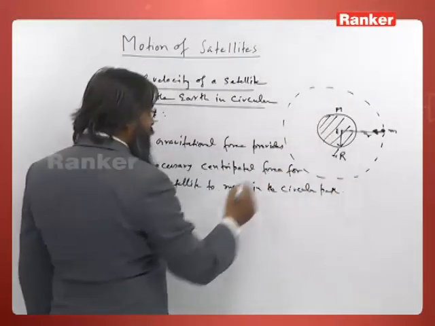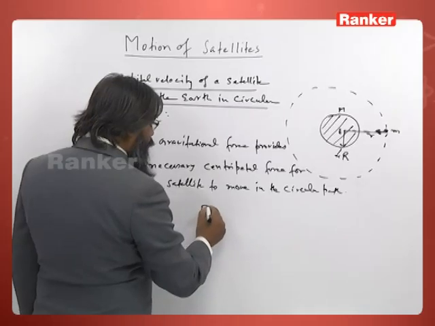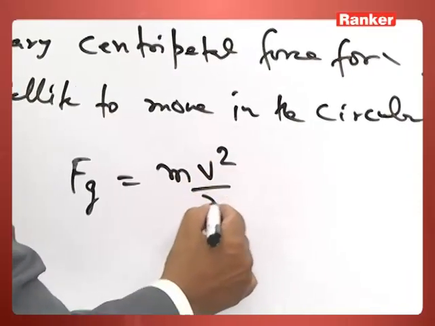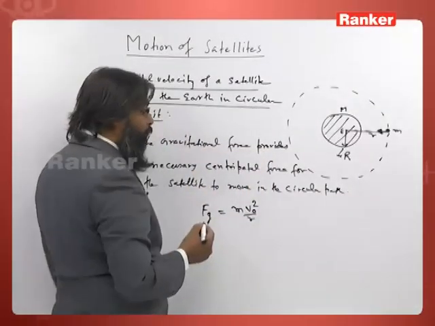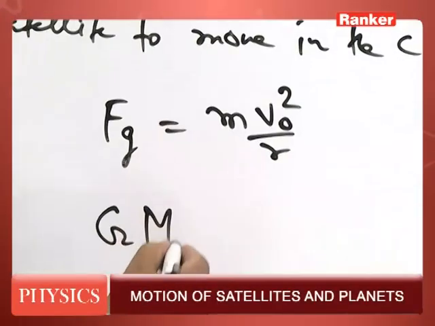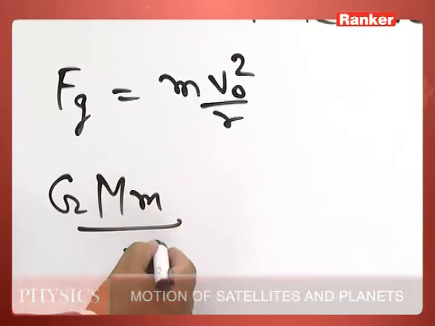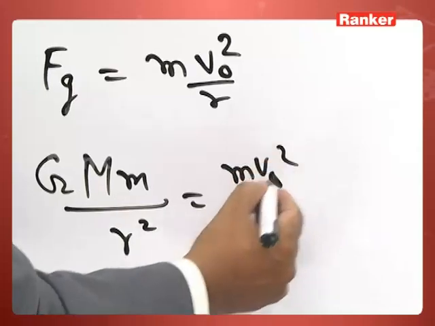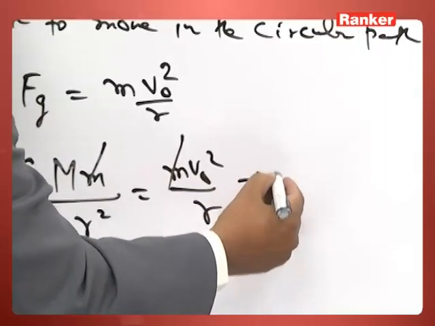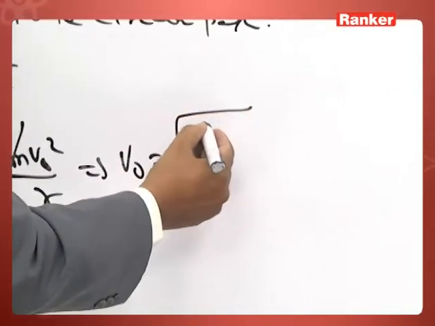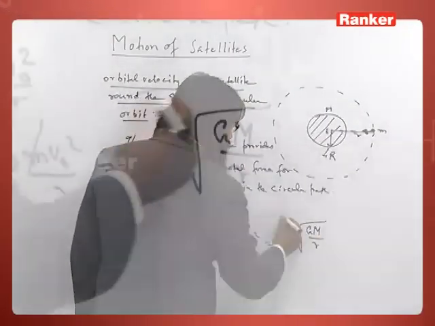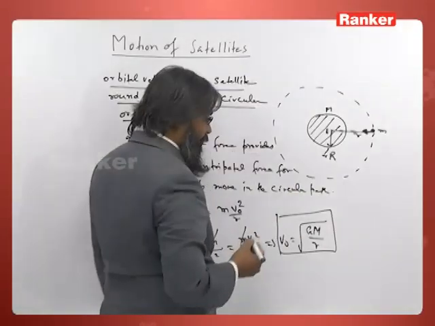So, let us see its dynamics. The force F due to gravity gives m v square by r. This is v orbital, which will be written as v naught. Now, this force is G M m by r square, equal to m v naught square by r. So, m cancels, one r gets cancelled, which implies v naught is root over G M by r. So, this is the orbital velocity.